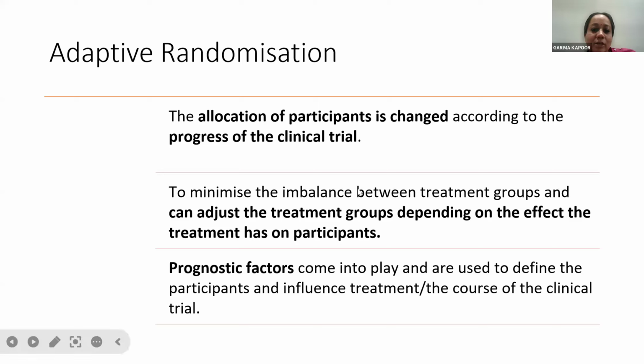Here again, the allocation is changed according to the progress of the clinical trial, and this minimizes the imbalance between treatment groups and can adjust the treatment group depending on the effect the treatment has on participants. And the prognostic factors do come to play a role, and the treatment influence also has a role in this.